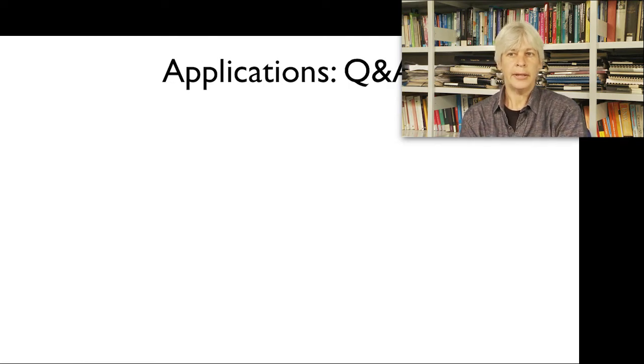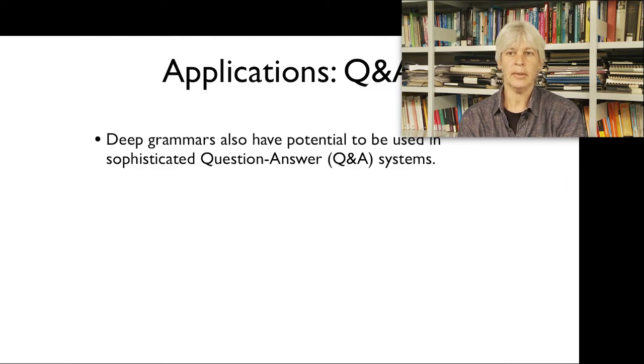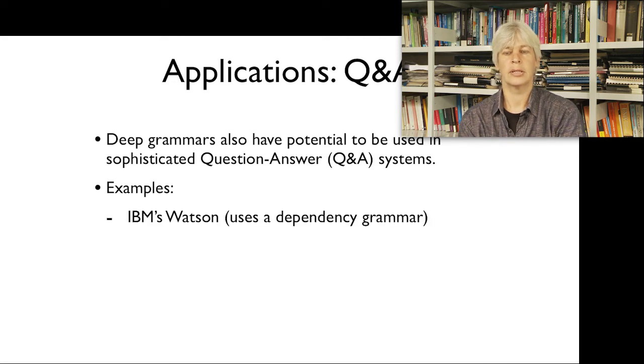Okay. Other applications include question answering systems. And you can use deep grammars, at least that is the hope, in sophisticated question answering systems. I'll give you 2 examples here. One is not with LFG, it's IBM's Watson. I'm giving that to you because it made a big splash in the newspapers, in the online media, etc. And that actually uses a dependency grammar, somewhat like the grammar that I will be teaching you to use here. So it has some of the same ideas in there.